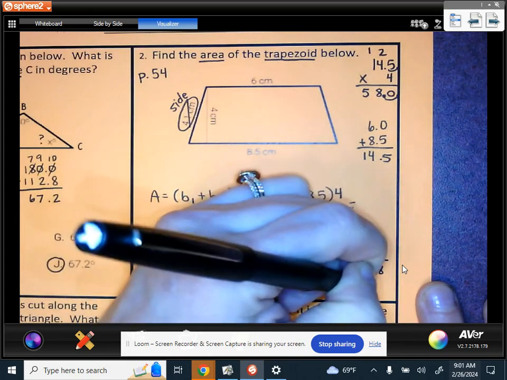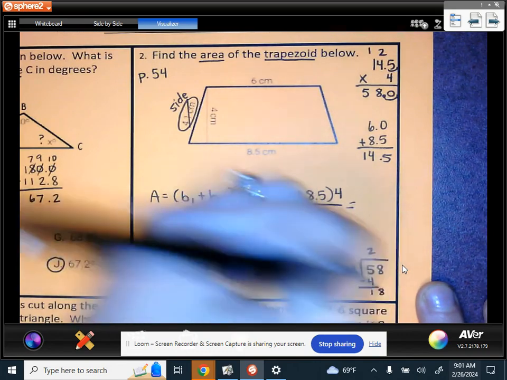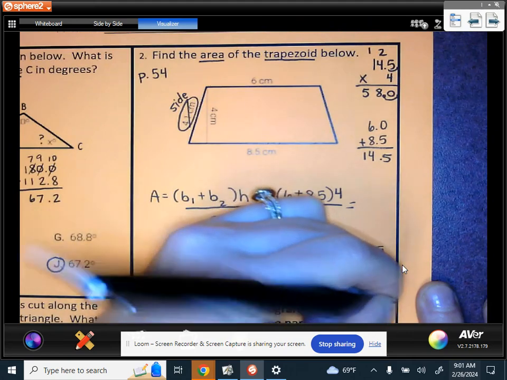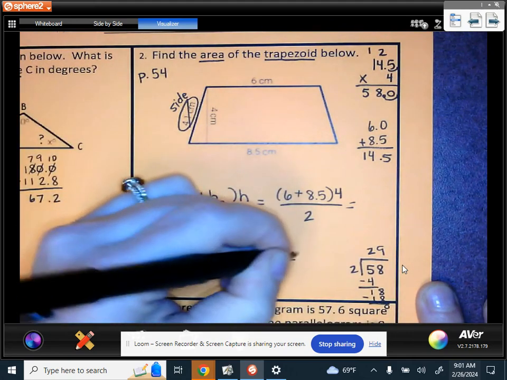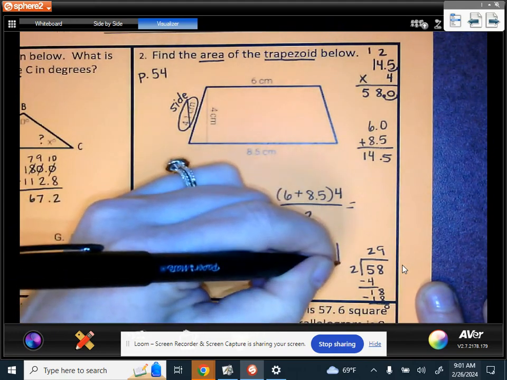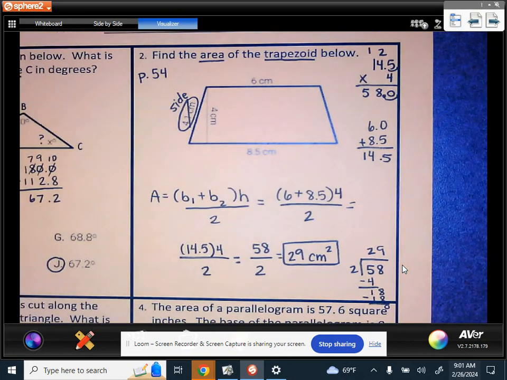So 2 goes into 5 2 times. 2 times 2 is 4. We subtract, we bring down, 2 goes into 18 9 times. I ran out of room there, but we've got our answer. It's 29, and it's going to be square centimeters since it's area. Remember, area is always in square units. Okay, that was problem number 2. Let's look at problem number 3.